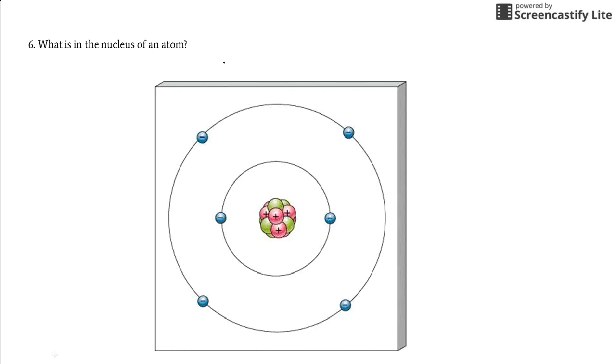What is in the nucleus? We already talked about one thing in the nucleus. These positively charged things, those are called protons. Also, we have these things in the middle that don't have any charge. They are neutrally charged. Those are neutrons. So protons and neutrons.